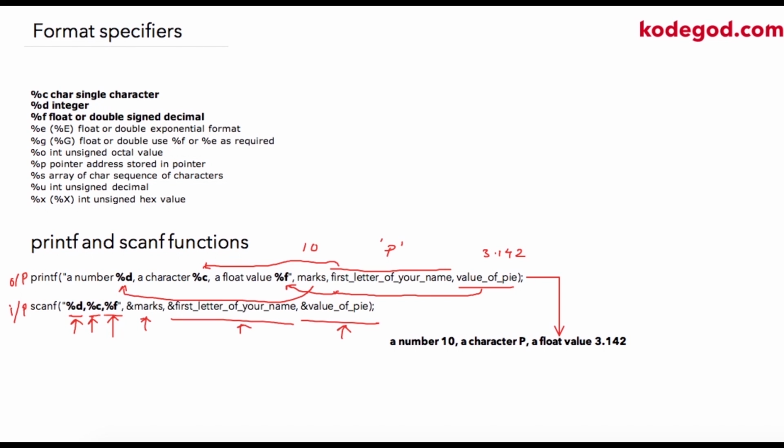My first integer variable will be stored at marks. My second parameter is a character variable, which will be stored into this variable, first letter of your name, and %f, which is a float variable, will be stored inside of value of pi.